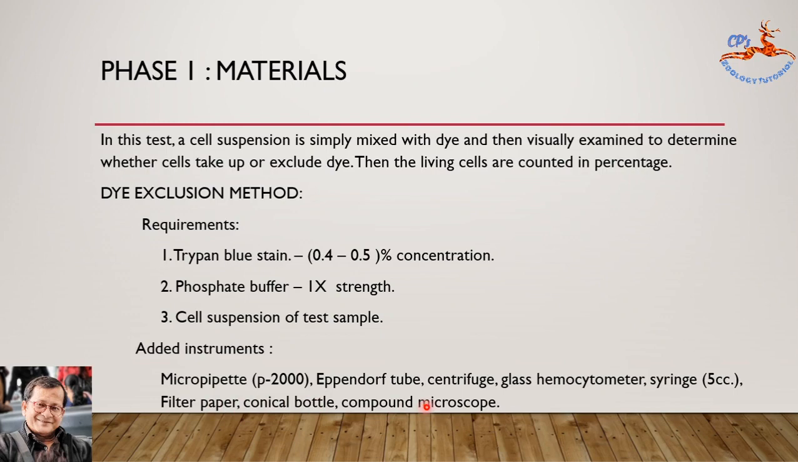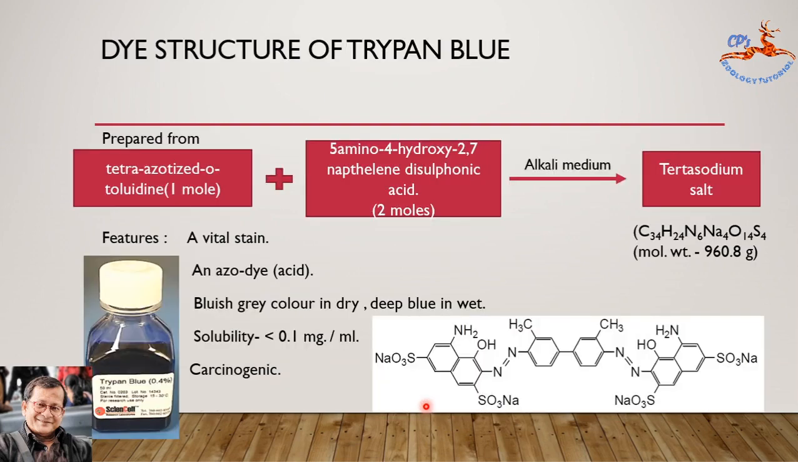Now, first of all, what do we see if we look at the chemical nature of the stain? We will see that this Trypan Blue has been formed from toluidine. During preparation, 1 mole of toluidine is mixed with 2 moles of disulfonic acid. It is prepared in an alkaline medium, and thus the product formed is a sulfonic acid tetrasodium salt. This tetrasodium salt has carbon, hydrogen, nitrogen, sodium, oxygen, and sulfur atoms, having a molecular weight of 960.8 gram.